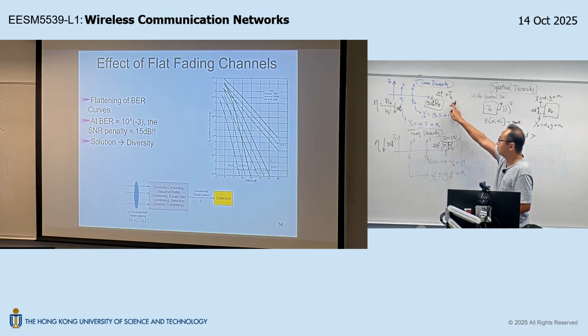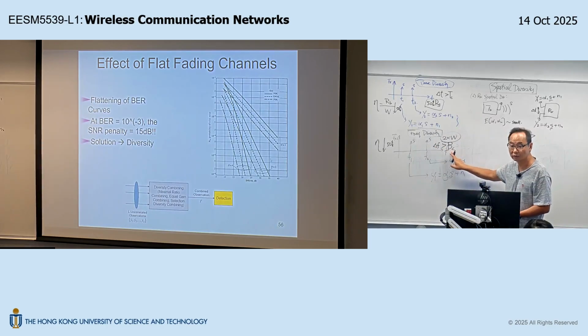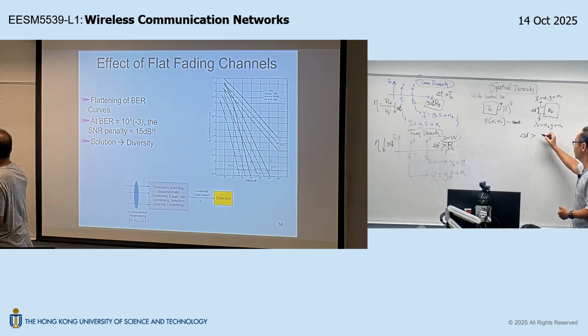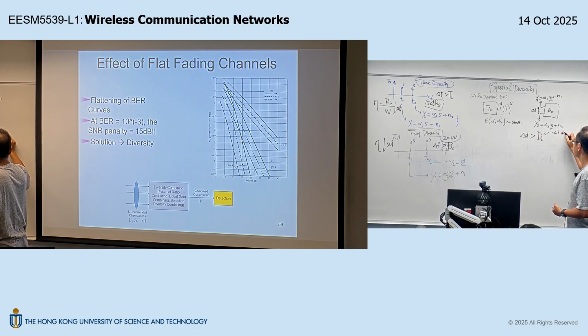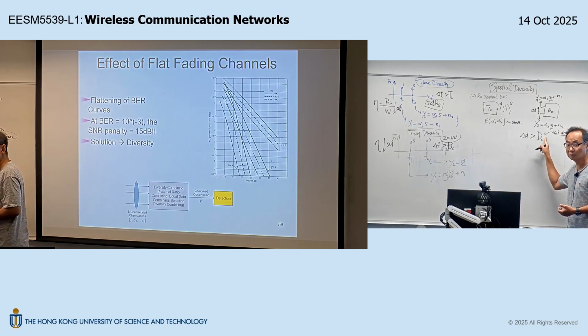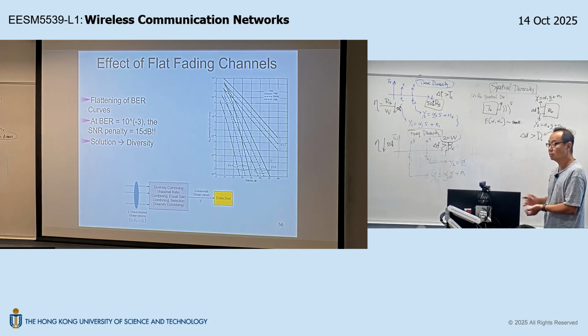In time, there's a parameter called coherence time. In frequency, there's a parameter called coherence bandwidth. Now, in spatial, there's also a parameter called coherence distance. This is called coherence distance. This coherence distance also depends on the environment. Now, again, everything is very symmetrical.